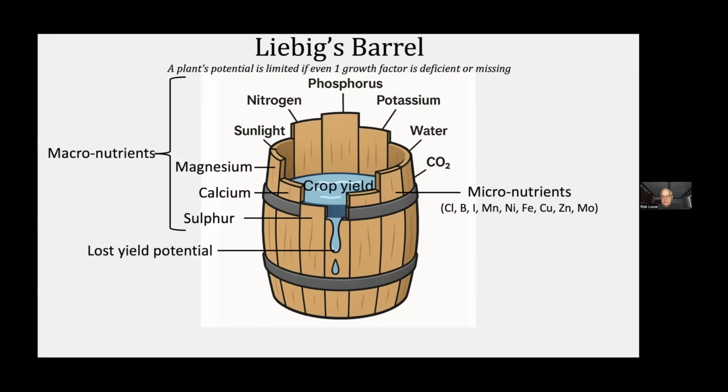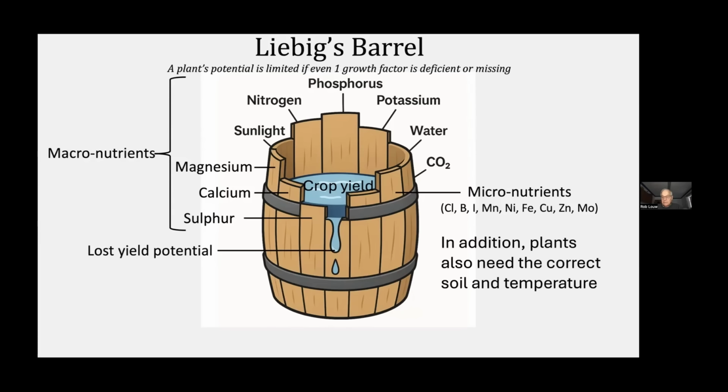There are a whole host of additives that a plant needs for healthy growth. And in addition to these slats, plants also need the correct soil. You wouldn't try and grow your plants in, for example, beach sand, but fertile agricultural fields, that's great. And temperature. If it's too cold, plants don't grow, and if it's too hot, they don't either.